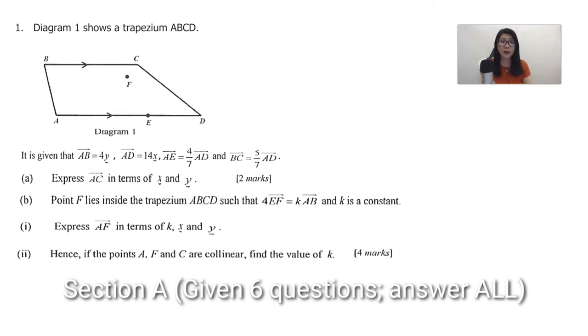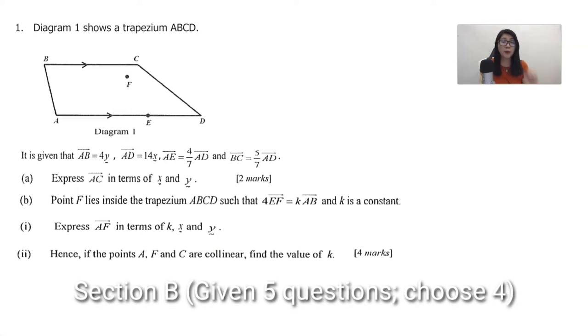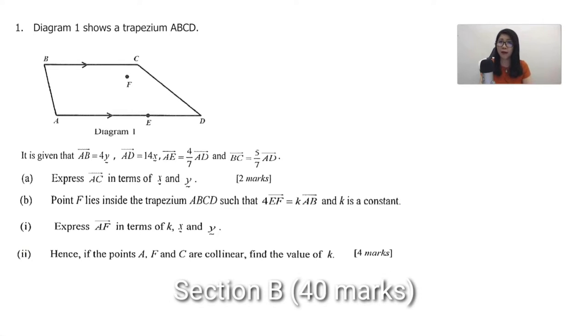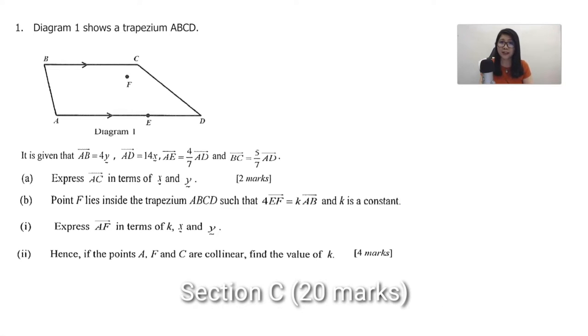For Section A, you'll be given 6 questions and you have to answer all the questions, and it carries 40 marks. In Section B, you'll be given 5 questions and you have to choose 4 questions, and it's also 40 marks. The last section is Section C, where they give you 4 questions and you choose 2 questions, and it carries 20 marks.